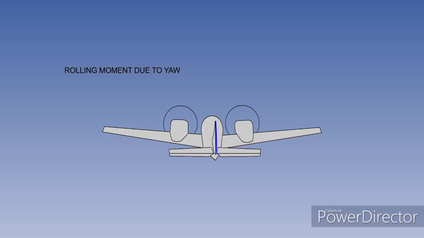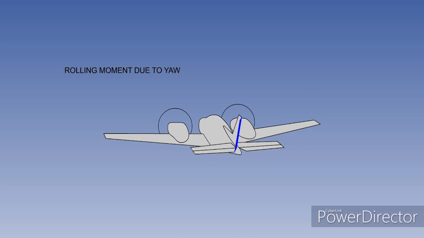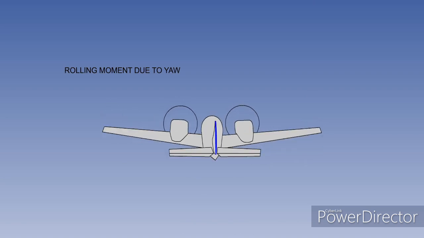Therefore, the right wing will generate more lift and the left wing will generate less lift. A left yaw will give a roll to the left. A right yaw will give a roll to the right.